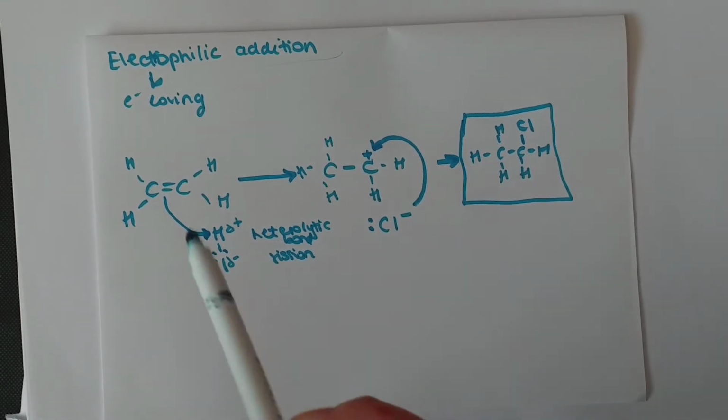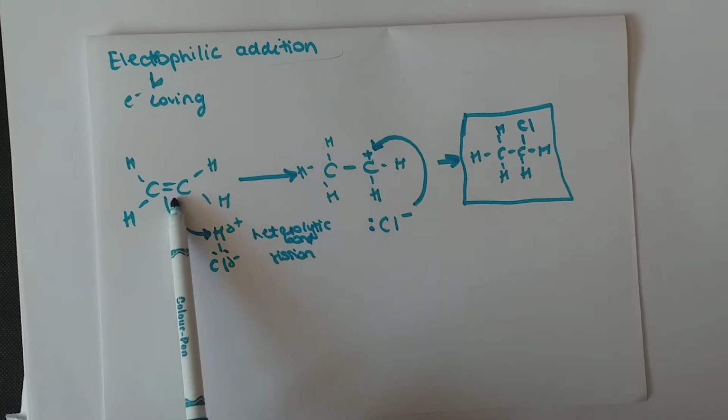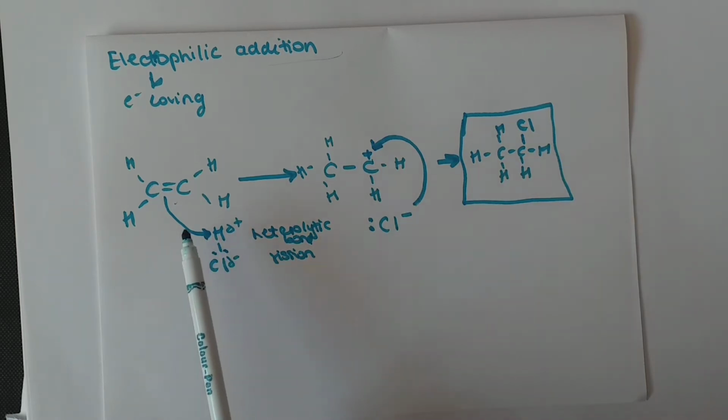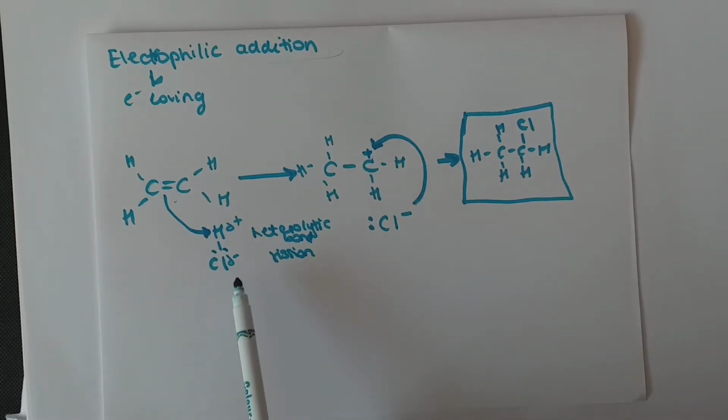So I'm just going to quickly run through it again. We have an ethene, it's a high electron density. We have a compound HCl floating around. Chlorine is more electronegative than hydrogen, therefore it gets a greater share of the electrons. It takes these electrons to itself. Hydrogen becomes slightly positive, chlorine becomes slightly negative.